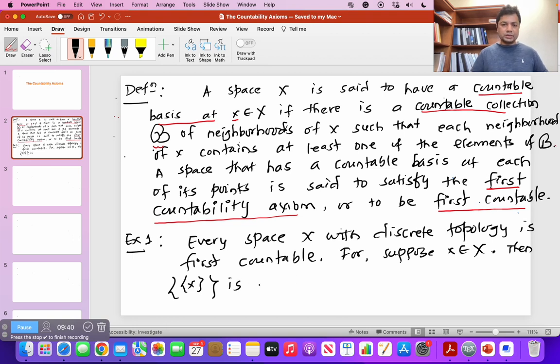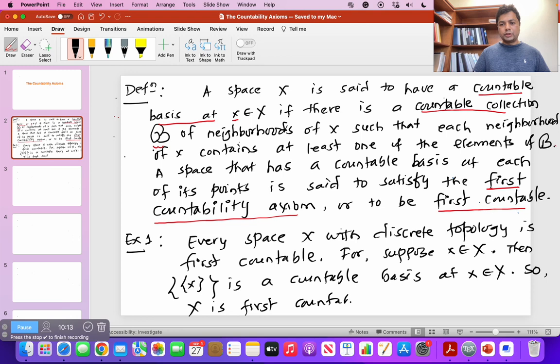Then this collection is a countable basis at x in X. Since x is an arbitrary element, we found the countable basis for this topological space at every point. So that means X is first countable. Here we have just seen that every topological space with the discrete topology is a first countable space.